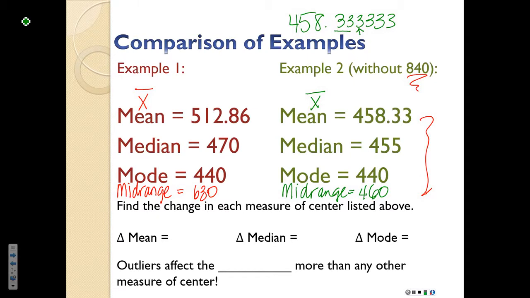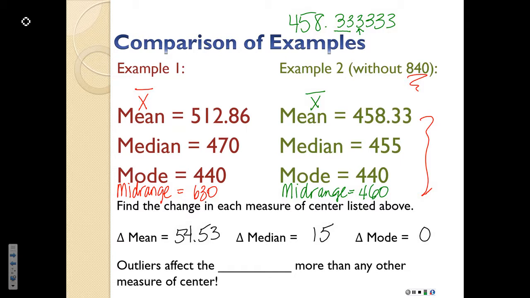Right now it's not really important, but if you want to fill in your notes, I'll just give this to you real quick. You can find the difference between the means. That ends up being 54.53. The difference in the median was 15. There's no difference in the mode.